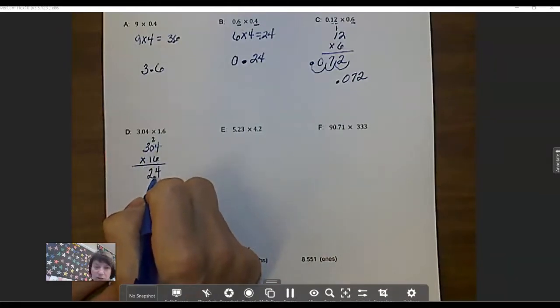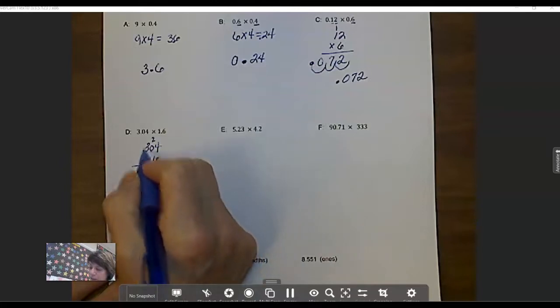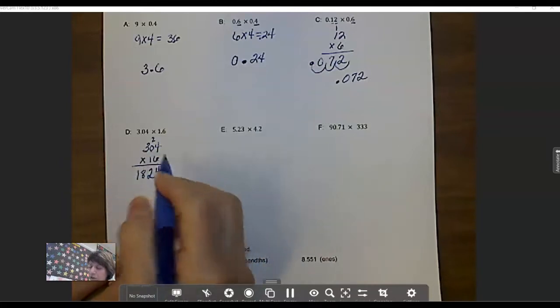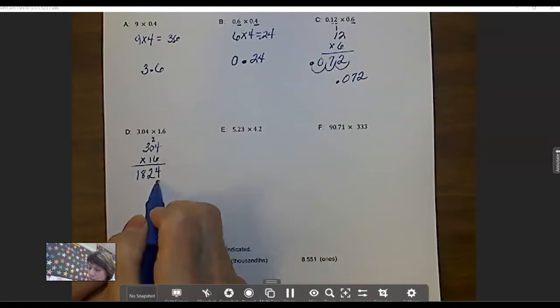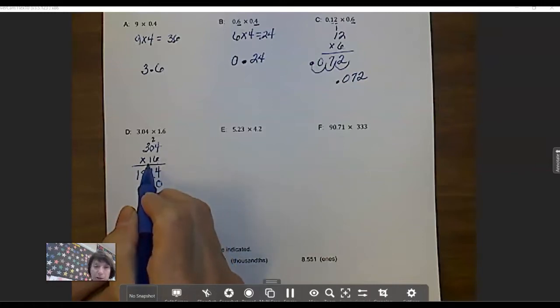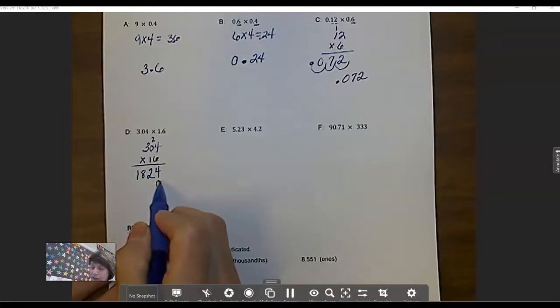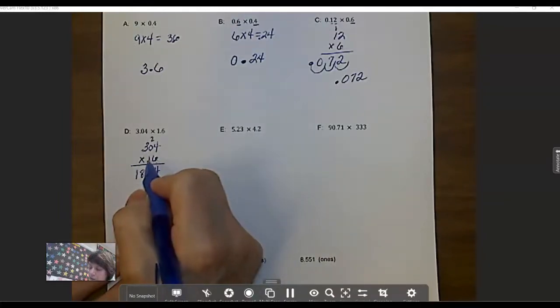So I put down my 2, and there's nothing to carry. Then 6 times 3 is 18. Now I've got 2 digits, so I put a placeholder here because really I'm not multiplying by 1, I'm multiplying by 10 here. So in order to accommodate that, I put a placeholder here. And now I just take my 1 and multiply it by each of the digits up here.